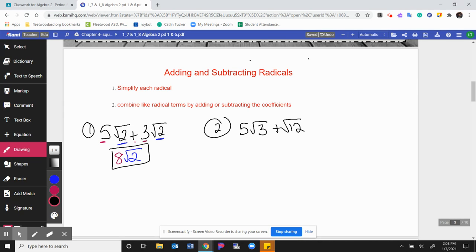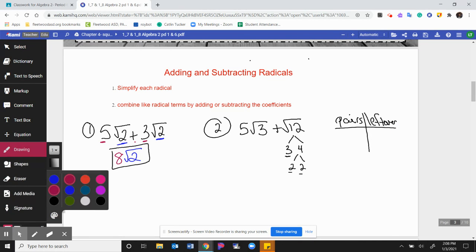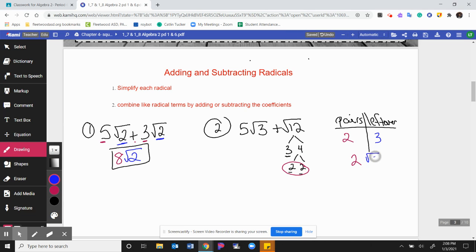So let's move on to the next one, square root of 12. That one can be broken down. Okay, I'm going to break this one down between 3 and 4. 3 can't go any further. 4 can get broken down to 2 and 2. And now I can do my chart of my pairs and my leftover. Okay, I can see here that I have a pair of 2s, and then I have a leftover of 3. Okay, so that can become 2 times the square root of 3.